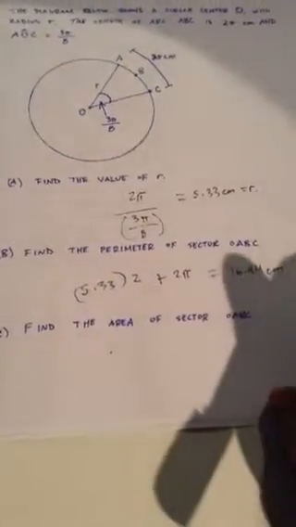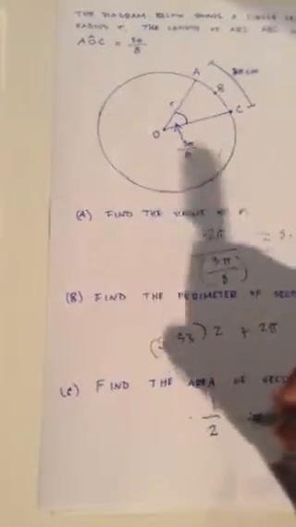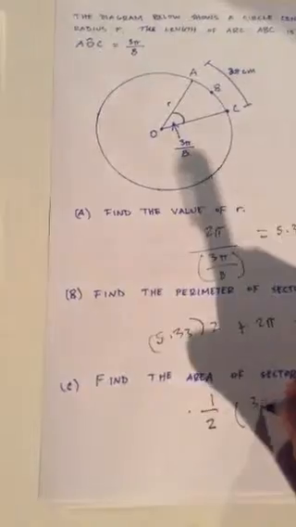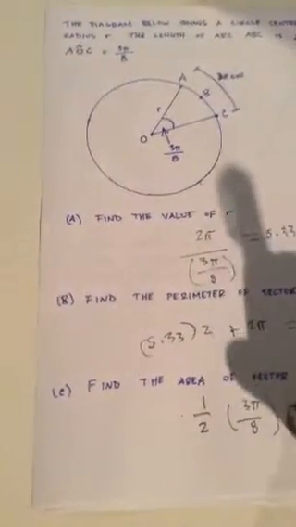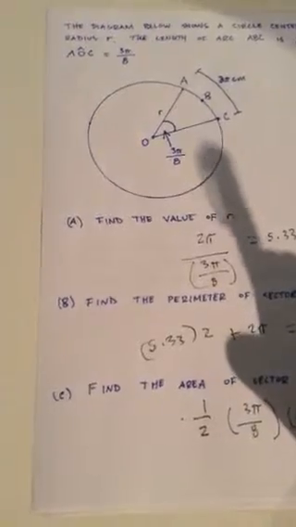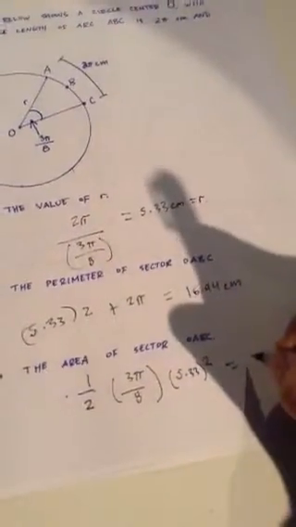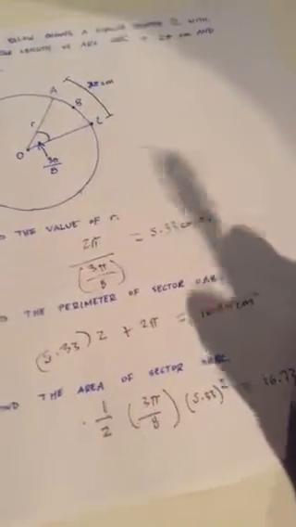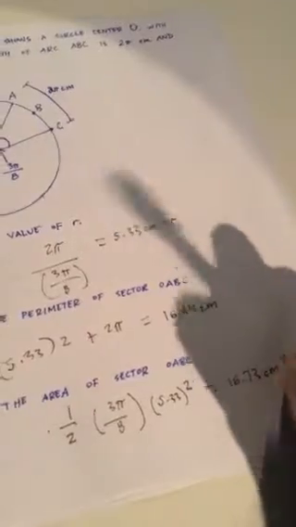And then find the area of sector OABC. Area of a sector, we all know, it's 1/2 times your theta, which is 3 pi over 8, times radius squared. And that would give you 16.73 centimeters squared. Okay.